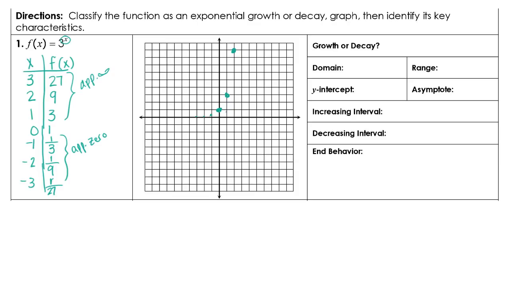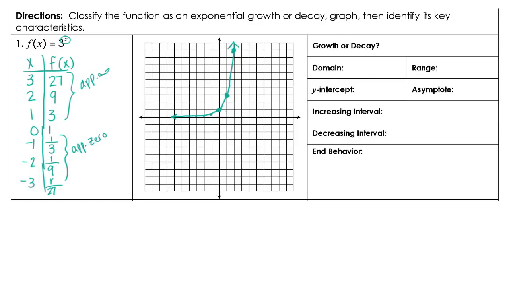And when we connect these points, again, notice we don't need it to cross the x-axis. We do need it, though, to get as close to that x-axis as possible. We're just not ever going to cross it. So there's going to be the graph of our function. And so let's answer some questions about it.